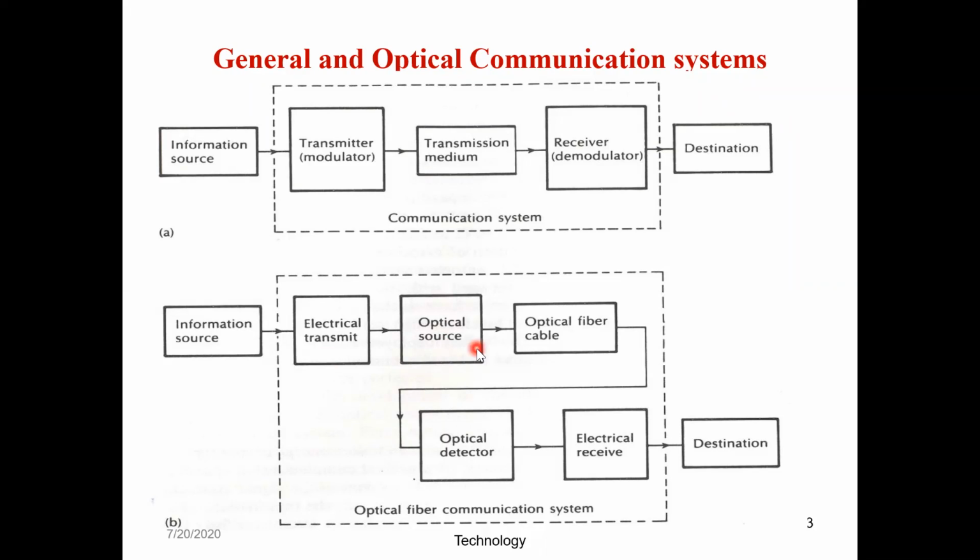So we require an optical source at the transmitter end and an optical detector at the receiver end. Before the optical source, we have an electric transmit circuit, and after the optical detector, we have an electric receive circuit. So this, in general, is the simpler block diagram of an optical communication system.